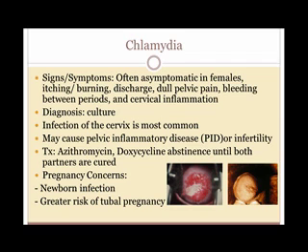As far as pregnancy goes, we're concerned about newborn infection, particularly of the eyes. Also, women who have had chlamydia are at greater risk for tubal pregnancies. What kind of pregnancy is a tubal pregnancy? This is an ectopic pregnancy.